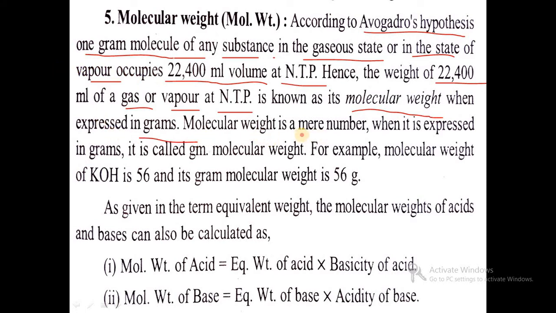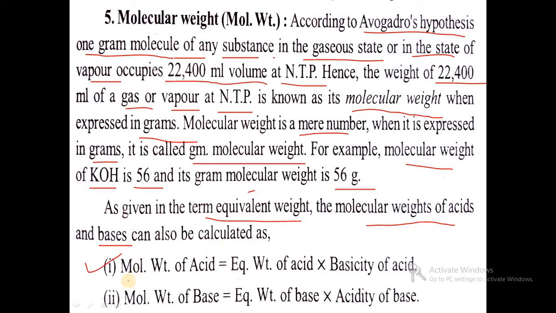So molecular weight is a mere number. When it is expressed in grams unit, it is called gram molecular weight. For example, molecular weight of KOH is 56 and gram molecular weight is 56 gram. As given in the term equivalent weight, the molecular weights of acids and bases can also be calculated.